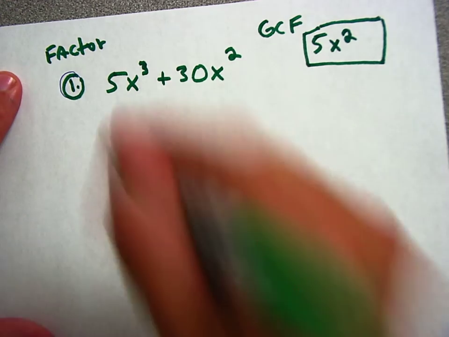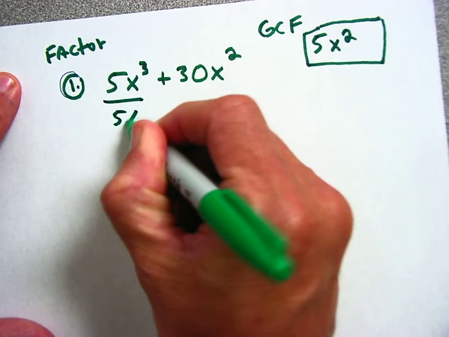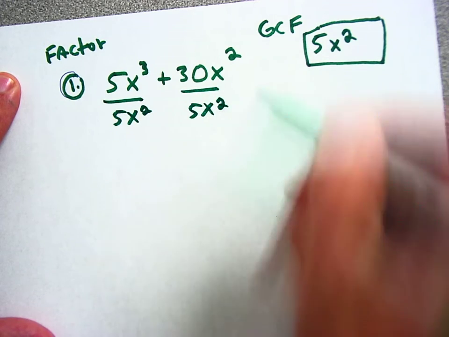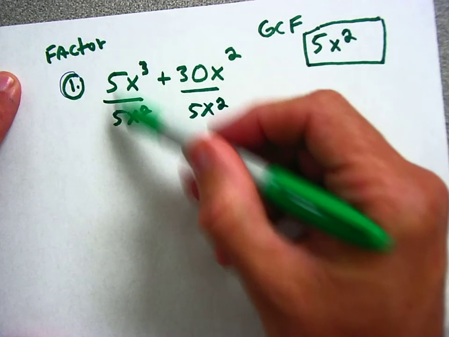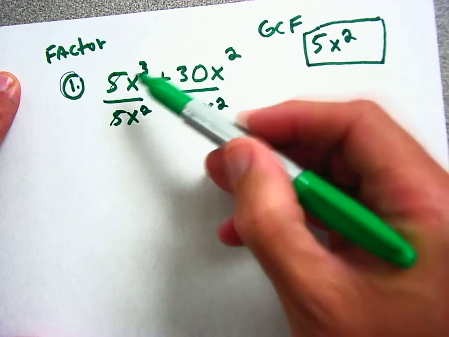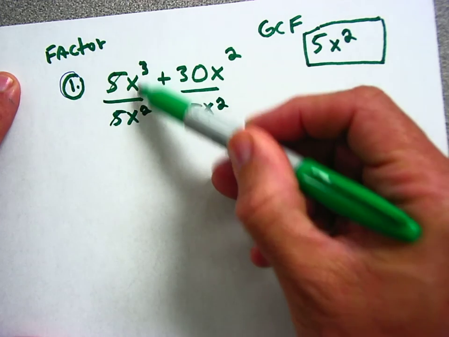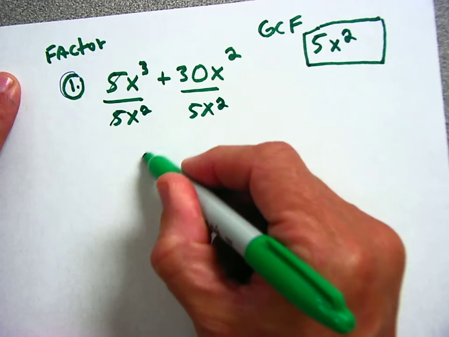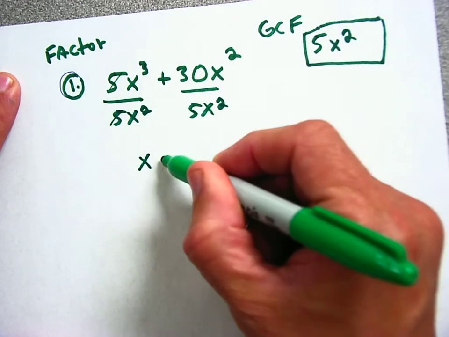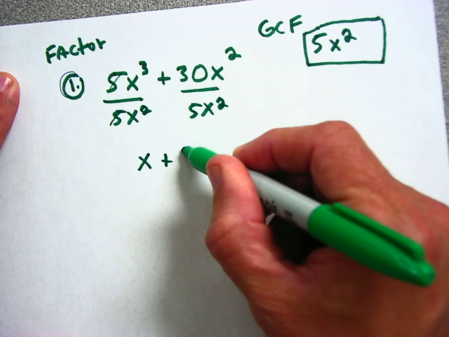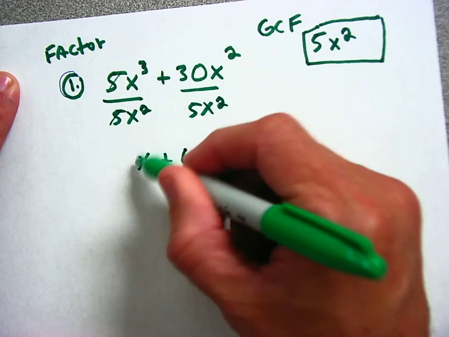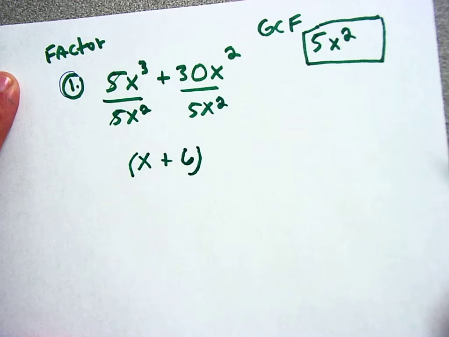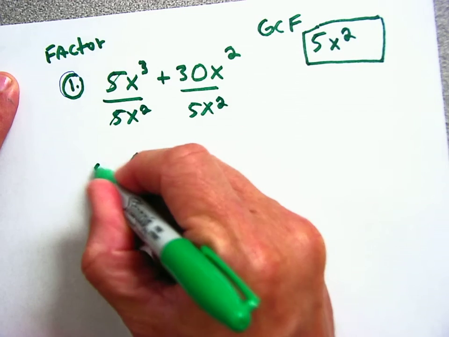Then what you're going to do is divide by that GCF, whatever it is. 5 divided by 5 cancels. And when you are dividing monomials, you subtract the powers. So this will be x, remember there was one extra x. 30 divided by 5 will be 6. The x squareds will cancel. You'll wrap this in parentheses and put your GCF 5x squared out here.